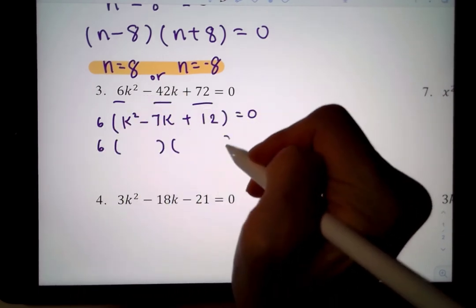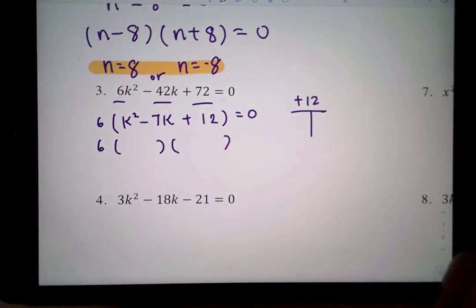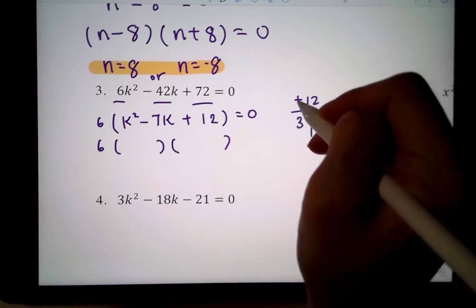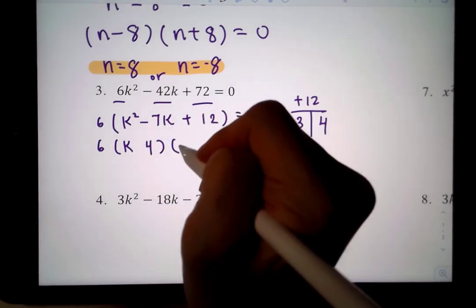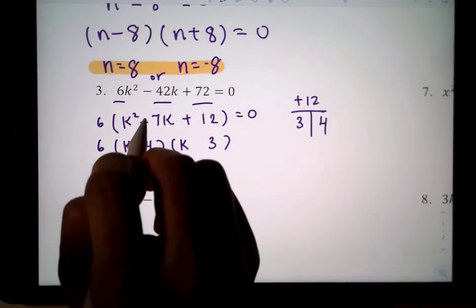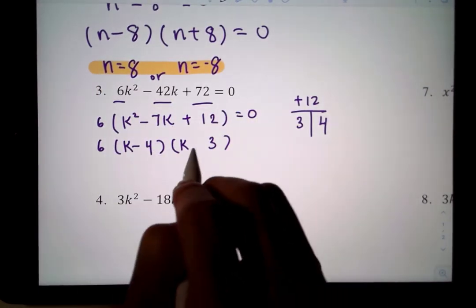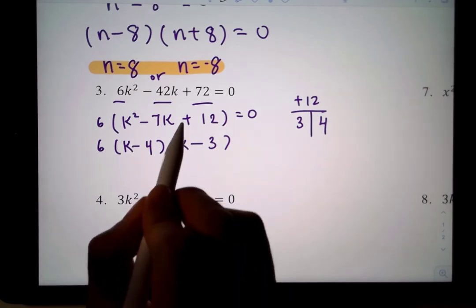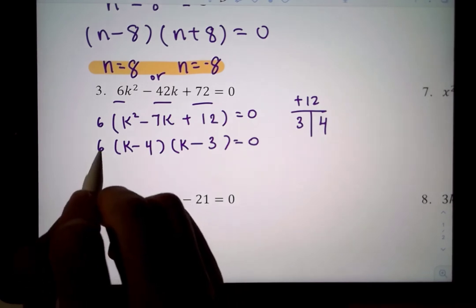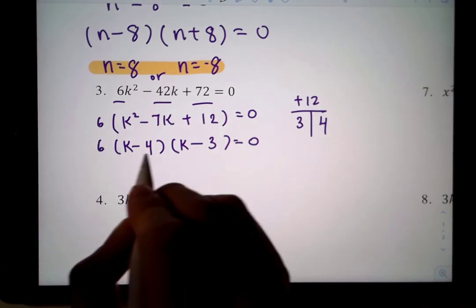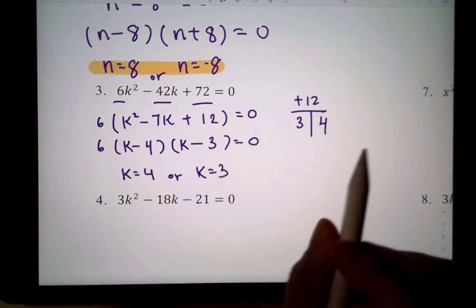So let me write the parentheses first. And 12. And think about it. 7. How can you get 7? 3 and 4. Because that's the sum. 3 and 4 makes 7, right? And k, 4, k, 3 minus, and you want to get plus, so there's another minus, so that you get positive 12, right? So equals 0, and then when you solve it, because 6, you cannot make it 0, so just ignore. You get k equals 4 or k equals 3, right?